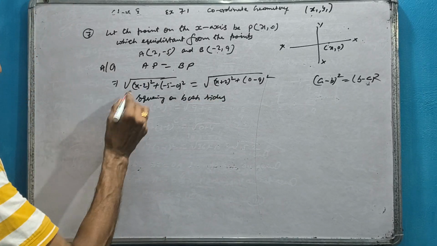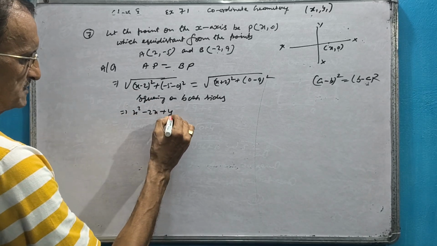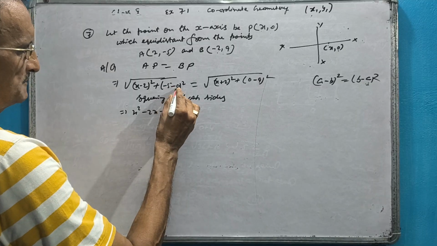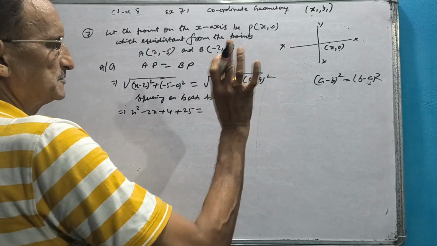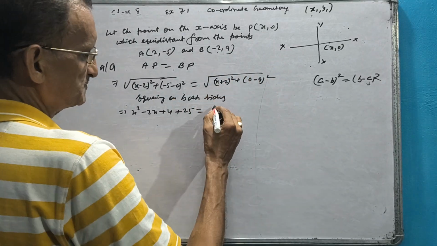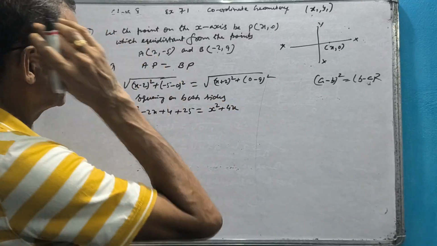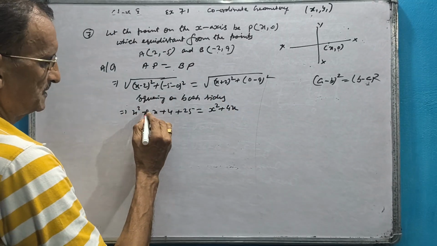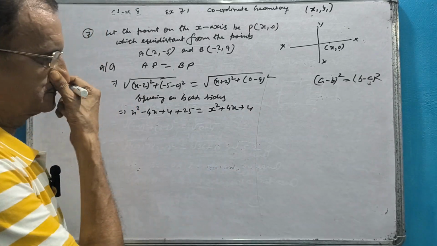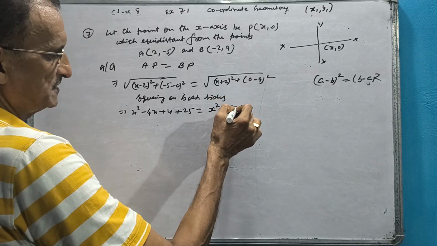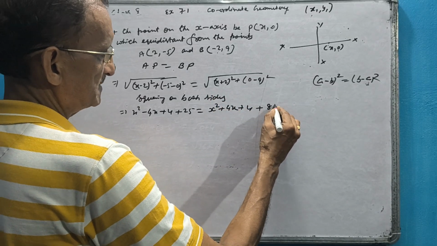Okay, so what will you get? x minus 2 whole square, the formula, x square minus twice x plus 4, plus 5 minus 0, that is 5 whole square, is plus 25. Again the root will be removed, we have done squaring on both sides. So x plus 2 whole square, how much will you get? x square plus 4x plus 4, a square plus twice AB plus b square. And here, minus 9 whole square is plus 81.